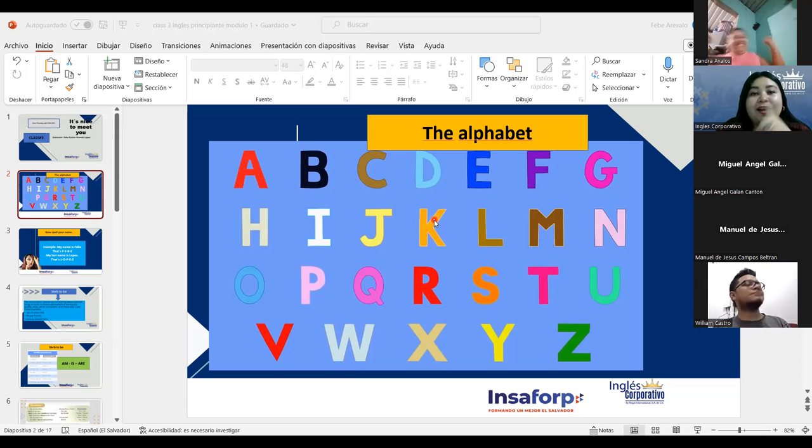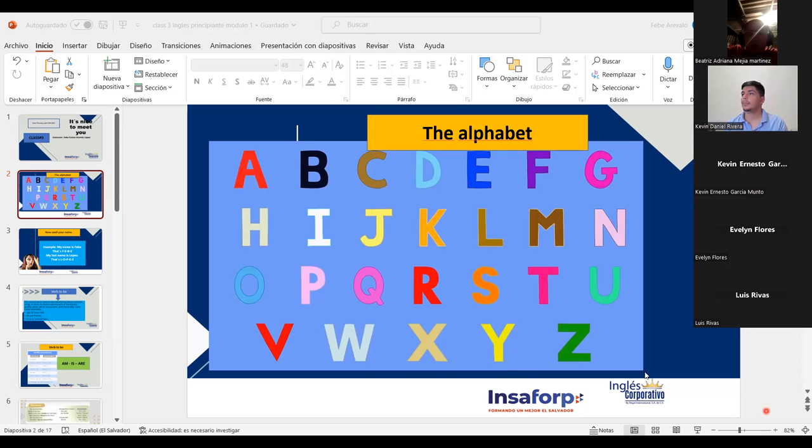Just repeat after me. Vamos con esta, Sandra. Why? Why? Exactly. Why? That's correct. Thank you. Now you see, pretty simple, right? Vemos que con la práctica se vuelve un poco más sencillo decirlo. I want another volunteer. Quiero un último voluntario para el alphabet.